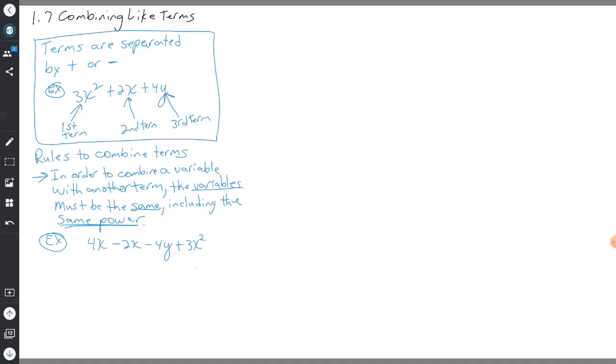So when we look at a problem like this here, say we started with the first one. We have x to the first power. We will ask ourselves, do we have other x to the first powers? We do, which is the one right next to it. So we can subtract the coefficients in this case. So it would be 4 minus 2 to give us 2x.